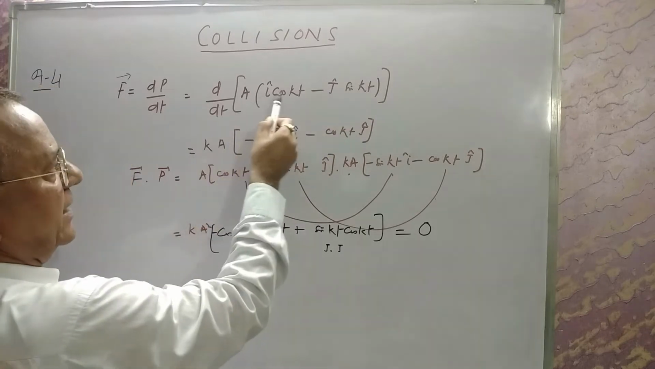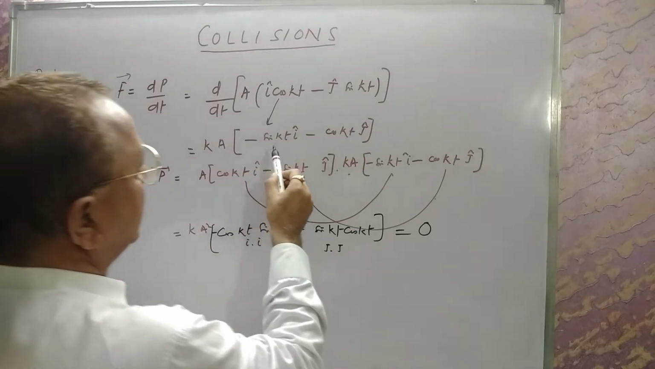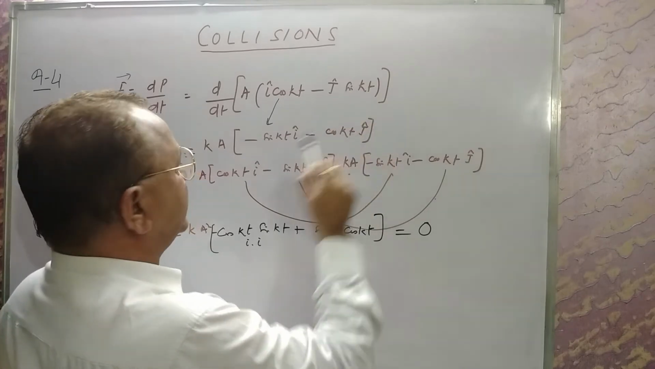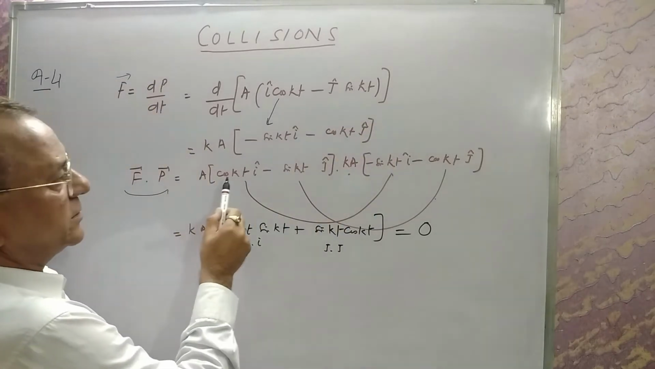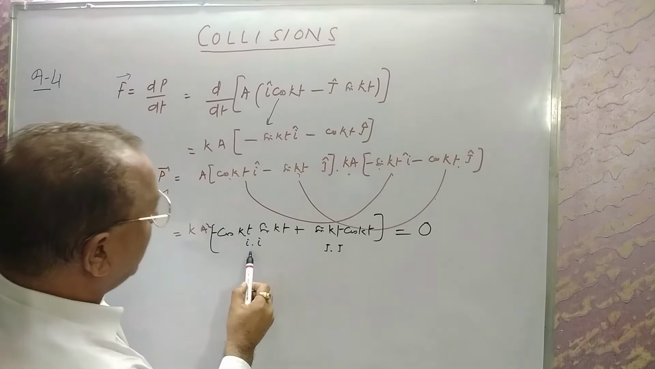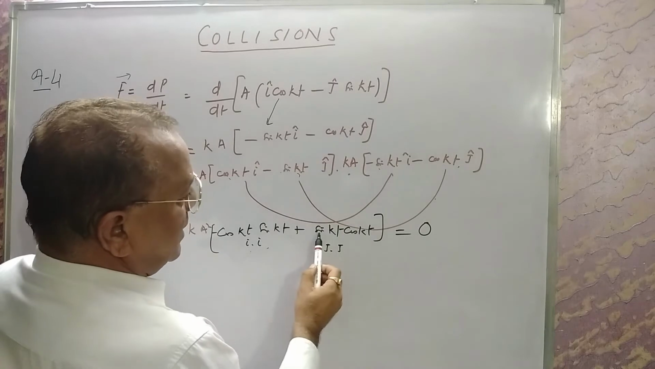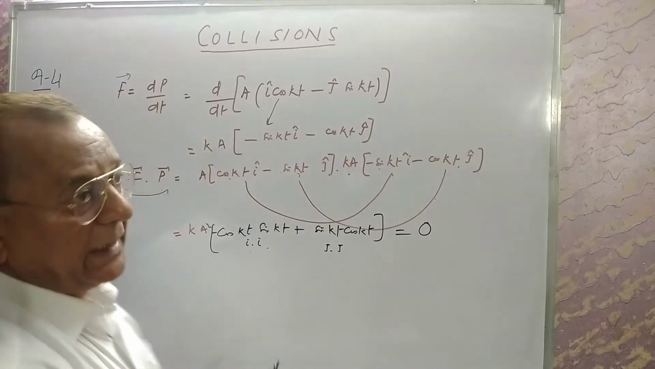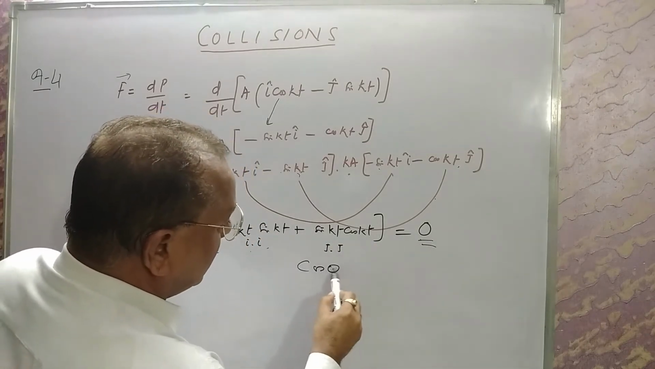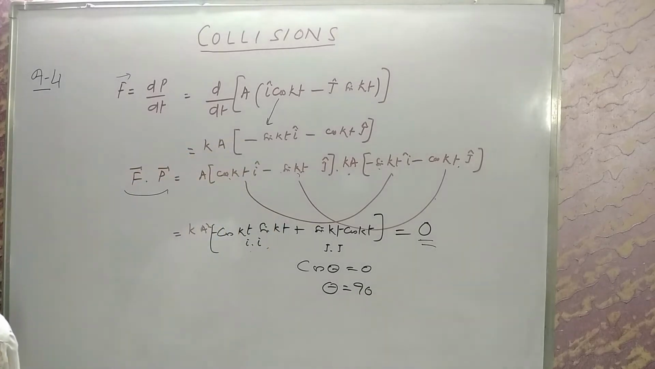K will come out. The differentiation of cos is minus sin, so minus sin kt I, and the differentiation of minus sin is minus cos kt j. If you take the dot product, cos kt minus sin kt, cos kt, I dot I gives cos kt sin kt, with the minus sign, plus and minus cancel, sin kt cos kt equals 0. Because the dot product is 0, cos theta is equal to 0. Theta will come out to be 90 degrees. And your answer is the fourth answer.